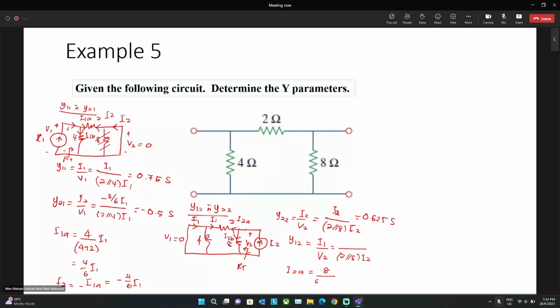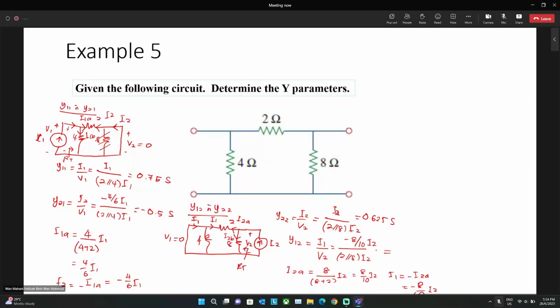Kita nak I2A ni. So I2A equals to 8 divide with 8 plus 2 times with I2 lah. 8 over 10 I2. This is I2A, but I don't want I2A, I want I1. I1 ni adalah negative polarity I2A kan. So I1 equals to negative I2A. Negative 8 over 10 I2 lah. Okay, so masukkan dalam ni negatif 8 per 10 I2. I2 ni boleh cancel out. So nanti you boleh dapat nombor juga.